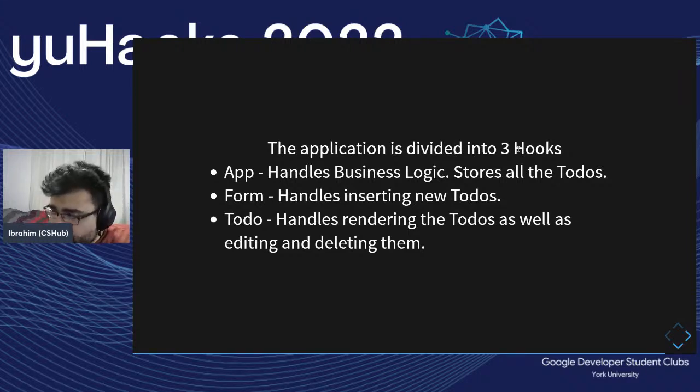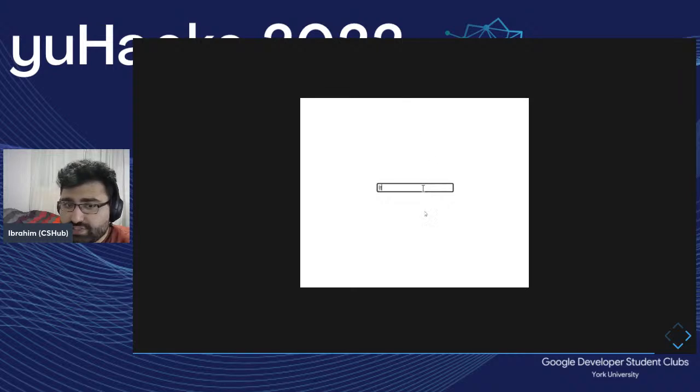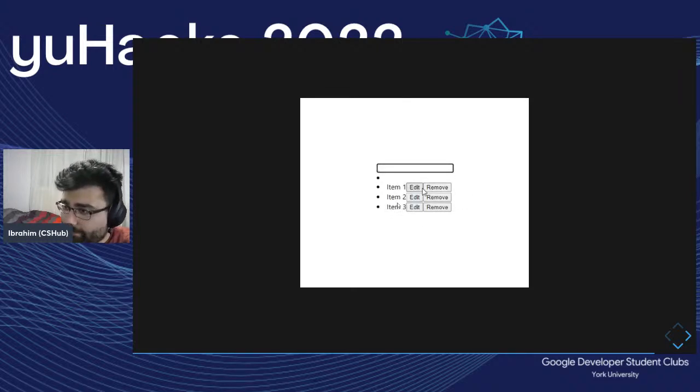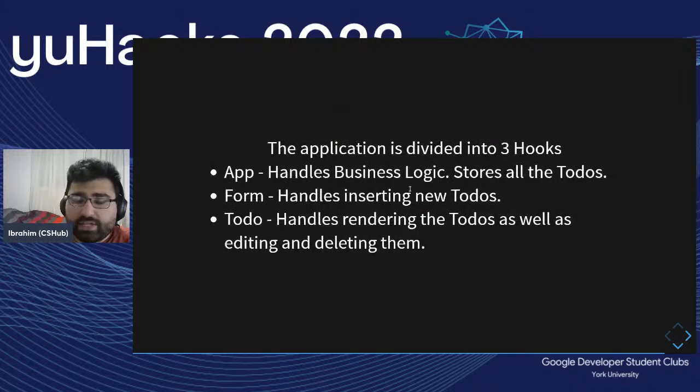So before I start coding it up, I will explain the overview of the code. We'll have 3 hooks. We'll have the main one, app, which handles all of the business logic, as well as storing the actual to-dos, as you can see here. So these will be stored in the app hook. Then we'll have two more hooks or components.